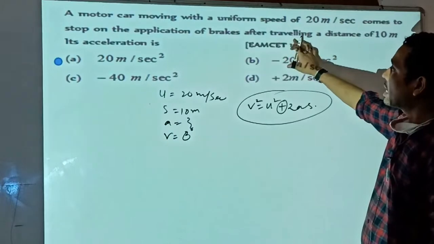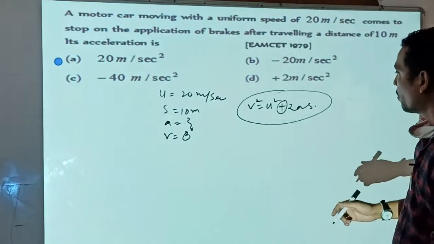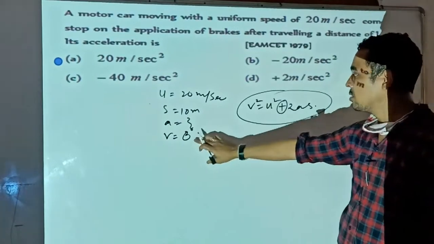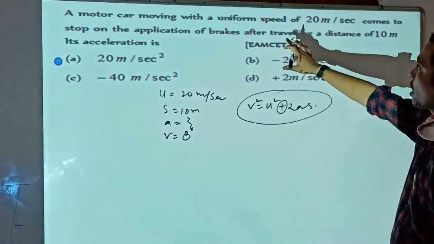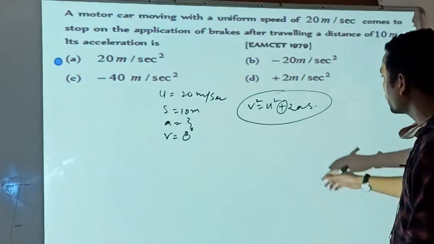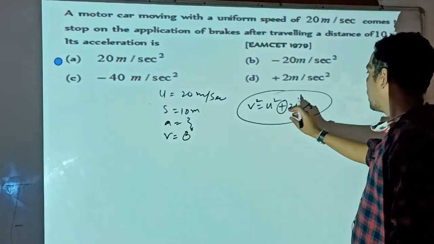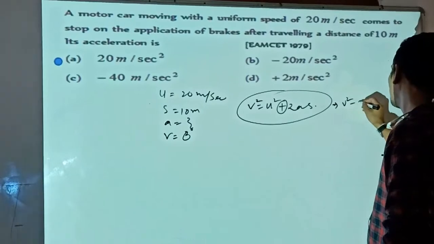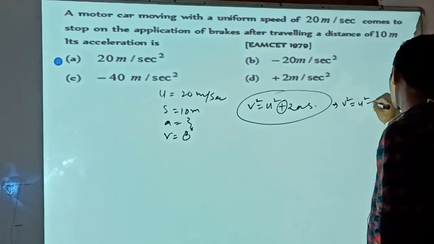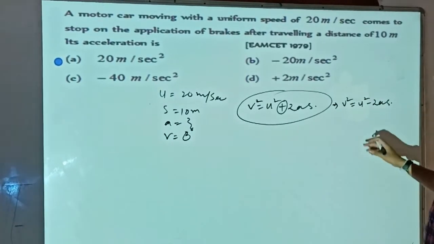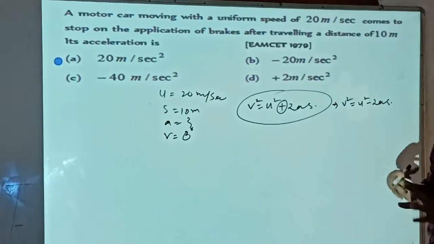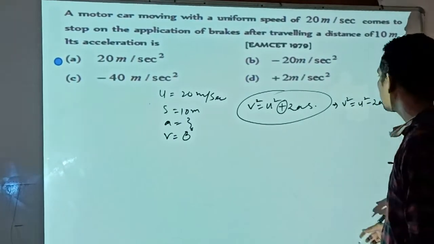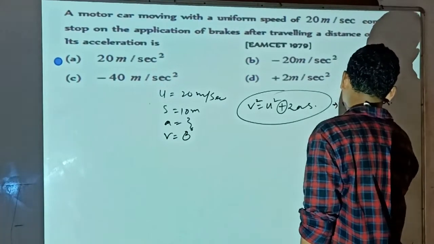When the acceleration is a negative value, it is taken as negative. That means the final velocity is going to be 0, so the car will have retardation. For the retardation case you will have to place negative instead of positive, so your equation will be v square is equal to u square minus twice a s.